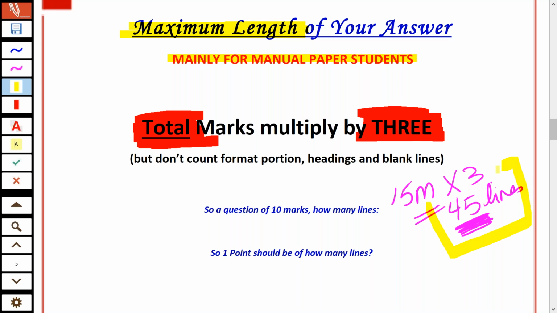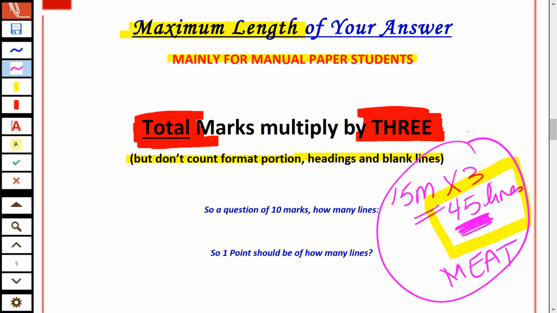When you say 45 lines, don't count format portion or headings and blank lines. Okay, 45 lines should be the actual meat, the actual points, the actual body of the answer. If they ask you for a report and you write to, and then you leave a line and you write from, you leave a line, you write subject, leave a line, you write date, you leave a line, you give introduction, you leave a line. All these lines should not be counted because these lines are part of the format. When we say 45 lines, it should be the meat, the actual steak. Okay, so 45 lines, but excluding format, headings and blank lines.